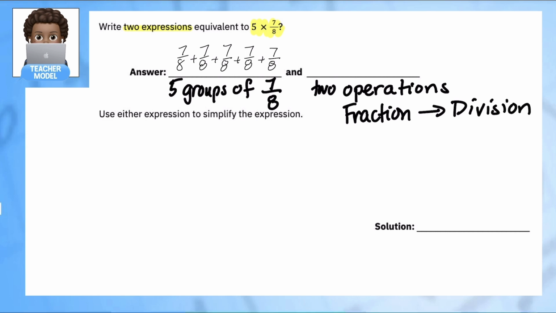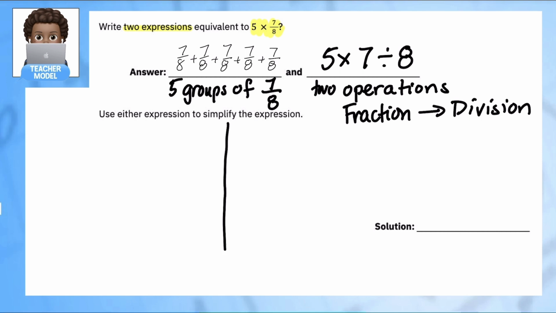To make it super clear, my 5 times stays there, and my 7 over 8 becomes 7 divided by 8. So there you have it. We have 2 different ways that we can solve this problem. Now the second part says use either way to simplify the expression.